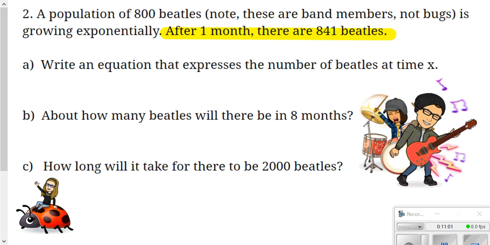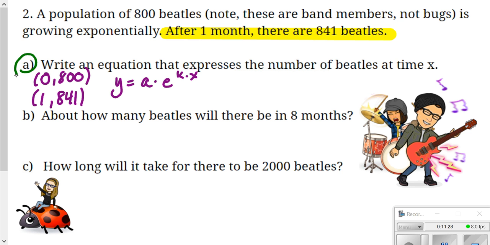Okay, so this is very similar to the question we just did. You have an initial value of 800. After a month, you have 841. We want to make use of this exponential growth model. Okay. So I want you to try this one yourself because it is very, very similar to the previous question. So I'd like you to do part A and I'd like you to do part B, and then we'll come back and do part C together, okay? Pause the video and see if you can do this on your own.